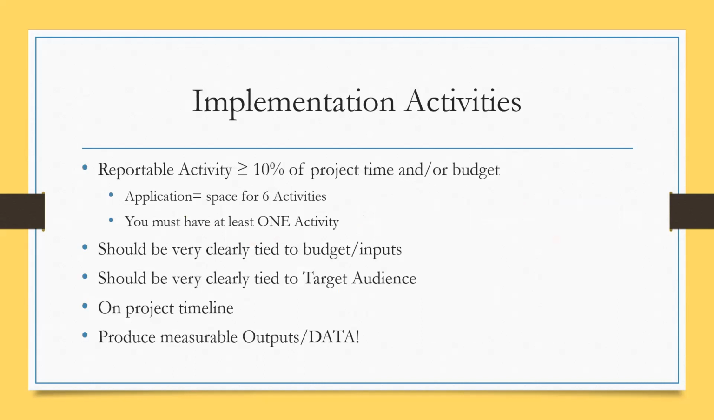So to be a reportable activity, it has to be greater than 10% of your time. The application has space for 6 activities because I've noticed over the years most people generally don't have more than 3 or 4 reportable activities. You have to have at least 1 though. If your project has more than 6 activities, just let me know and I will figure out a way to adjust for that.